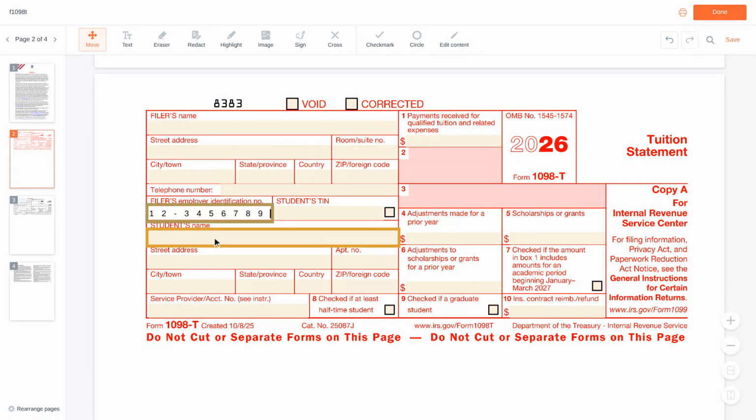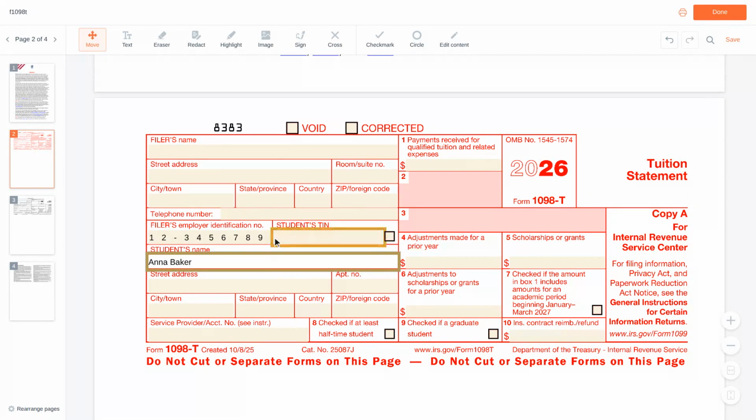Next, enter the student's information. Provide the student's name, for example, Anna Baker, and the student's taxpayer identification number, usually their social security number, such as 987654321. Include the student's address as well. Accuracy here matters because the IRS matches the tuition reported on this form to the student who claims the education credit. Double-check the spelling of the name and each digit of the identification number before moving on.